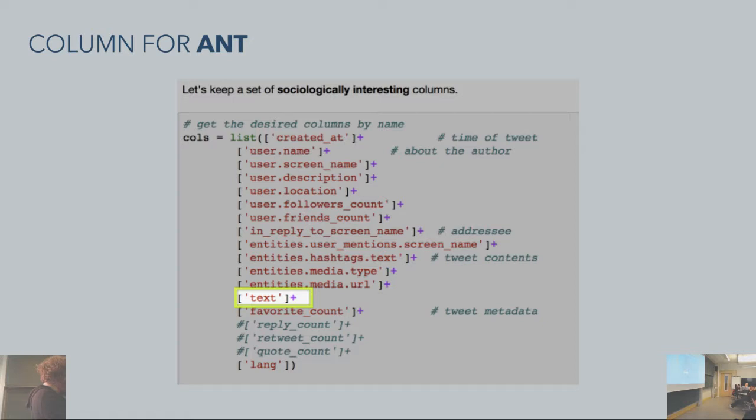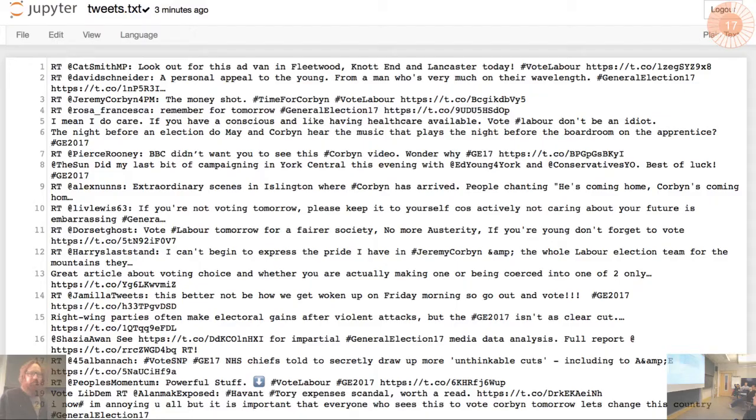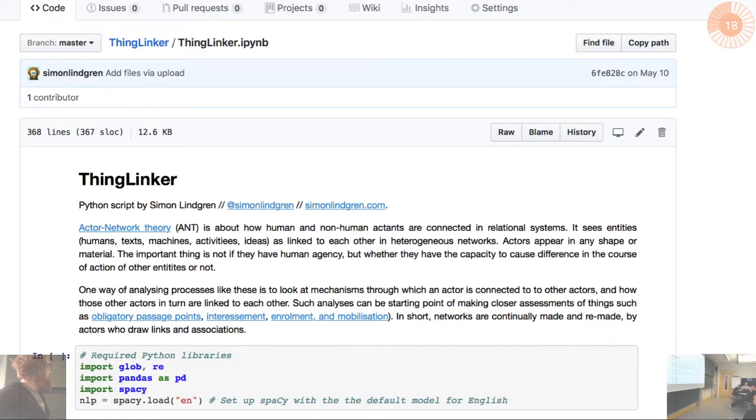So instead of looking at who retweets who or responds to who, actually, I went to the text column and looked at the actual text of tweets, like this type of data, where you have the actual tweets. And then I created this very experimental tool that I call the thing linker, because it links things to each other.